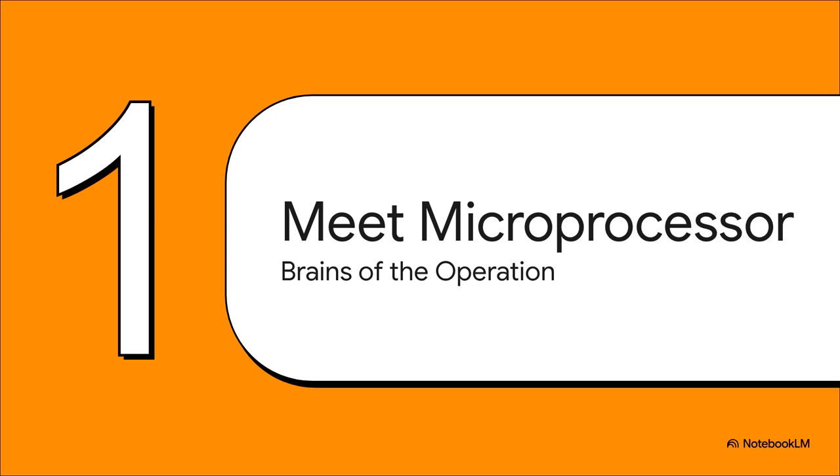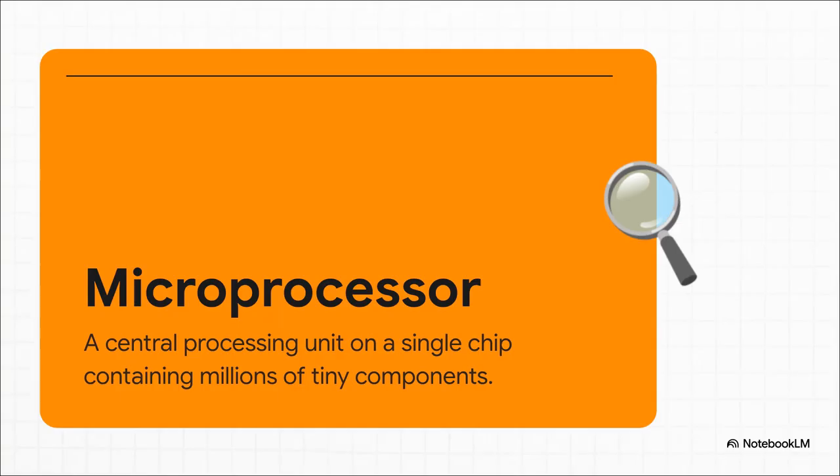Let's lay the absolute groundwork here. At its very core, you can think of a microprocessor as the electronic heartbeat of a computer. It's a central processing unit engineered onto a single microscopic integrated circuit chip. And what's wild is that it contains literally millions of incredibly tiny components. We're talking transistors, resistors, and diodes, all working together in perfect, absolute synchronization to do the computer's heavy lifting.